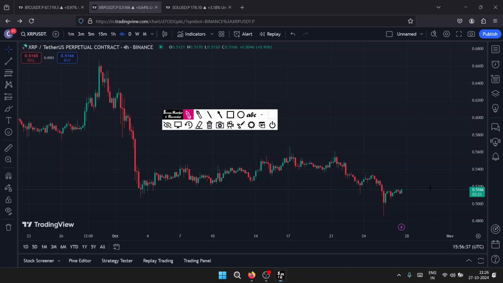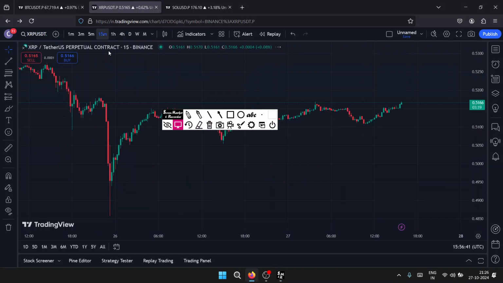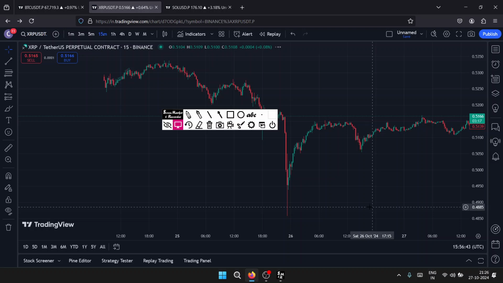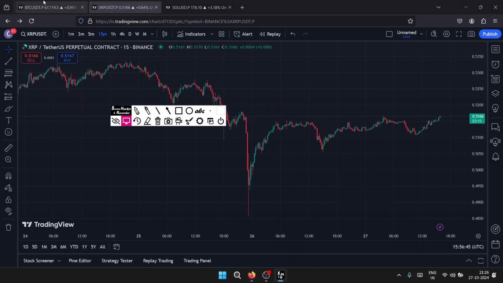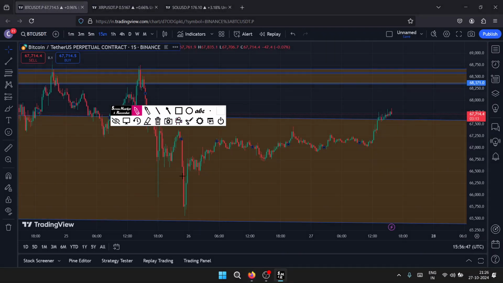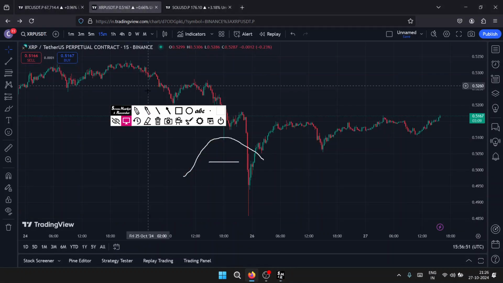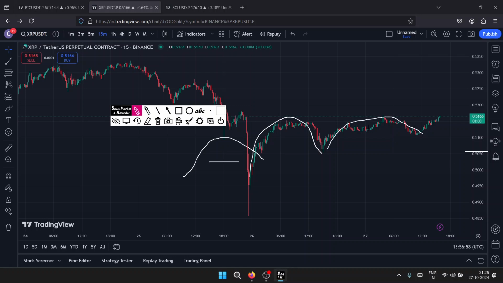I guess that's a 4-hour chart. Make sure about that. That's a 15-minute chart. As you can see in XRP, and on Bitcoin, it has come to this level. That's really frustrating. In XRP, the market actually came to this level, and it went up again. It's happening with Bitcoin right now.